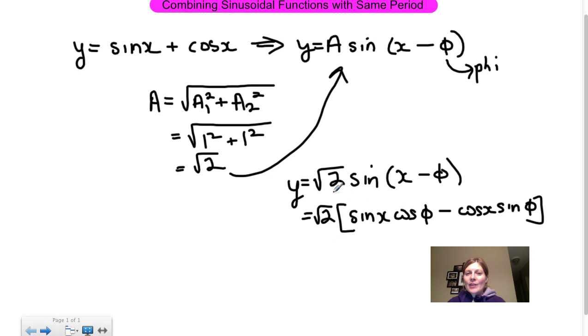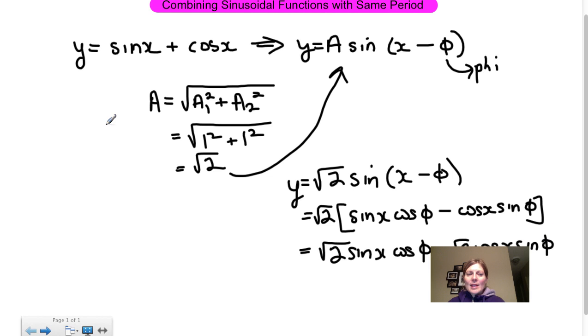If we were finding the function and we wanted to put it in terms of cos, then of course you would use the cos compound angle here. And then I'm going to expand this root 2 through it. So it's root 2 sine x cos phi minus root 2 cos x sine phi.